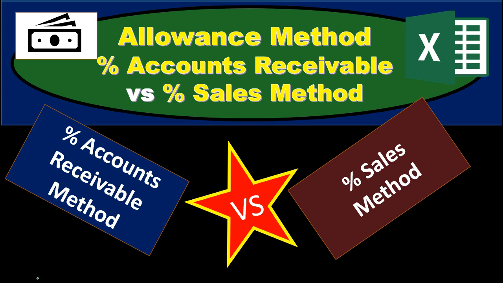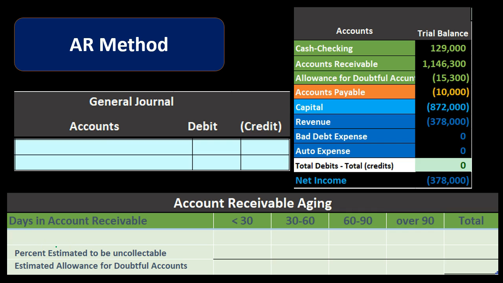There are two methods that can be used in order to calculate the allowance for doubtful accounts, one being the percentage of accounts receivable, the other is the percentage of sales. We will take a look at them both and look at the pros and cons of them. First, we're going to look at the accounts receivable method.